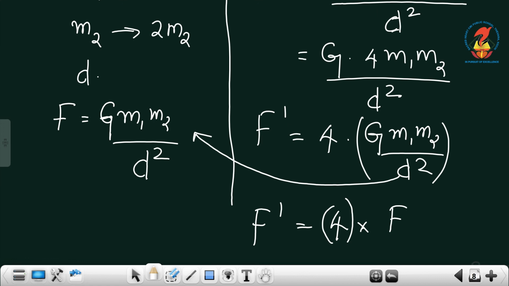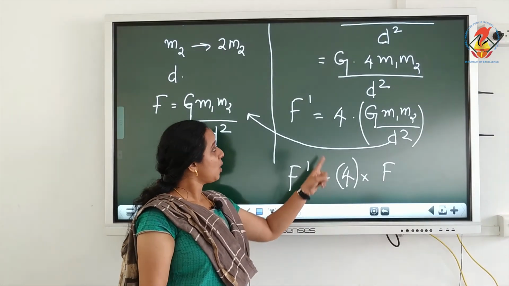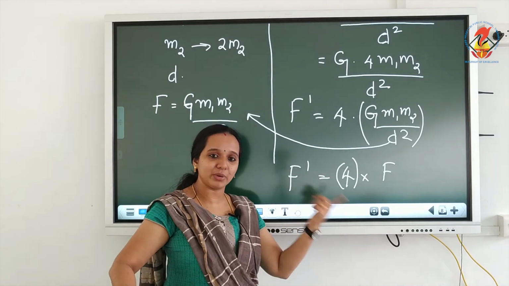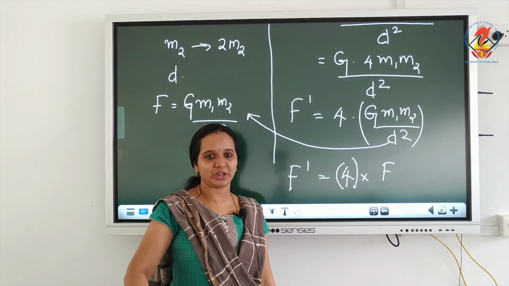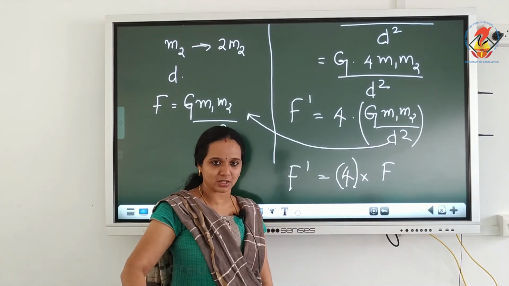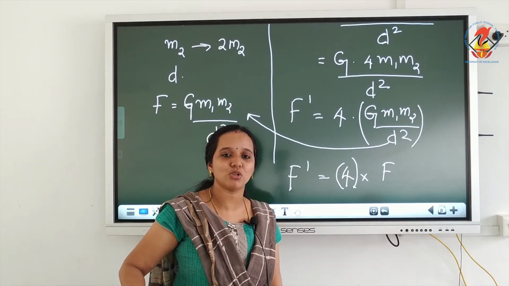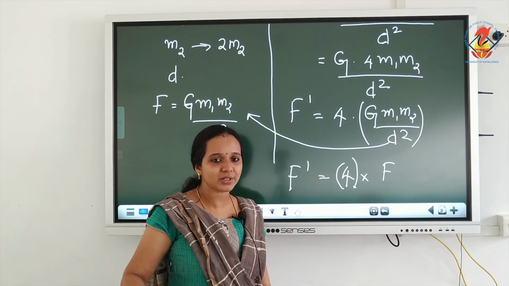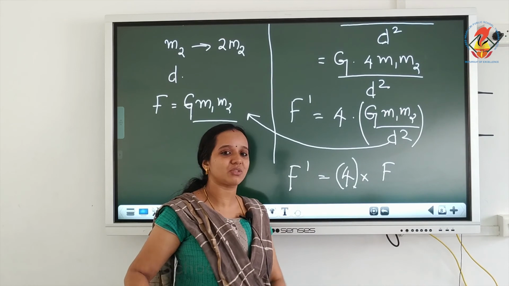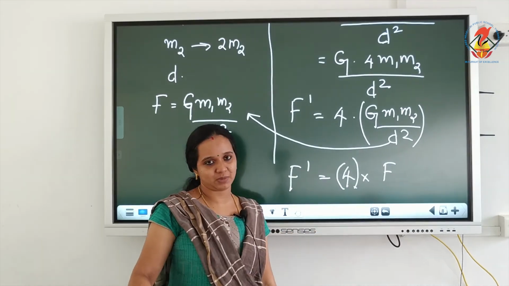Here the 4 is in the numerator part, which means when masses are doubled, force increased by 4 times. Since 4 is in the numerator part, it means that the force got increased. So when both the masses are doubled, the force got increased by 4 times.